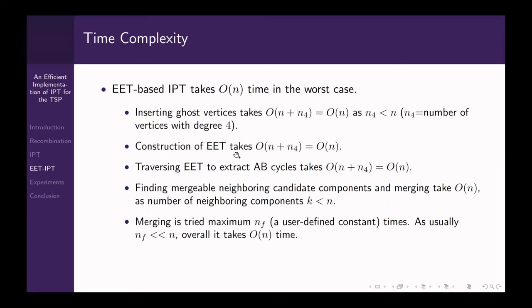time for all the operations, like inserting ghost vertices or construction of the EET, traversing the EET for finding the AB cycles, and merging the AB cycles. So all of these require order of n time. Also, it may be noted that we may need more than one merging, but we have restricted the number of possible mergings to a maximum value. Although we had kept it at 100 for our experiments, not more than once or twice could merging be done for all the experiments that we have done here.